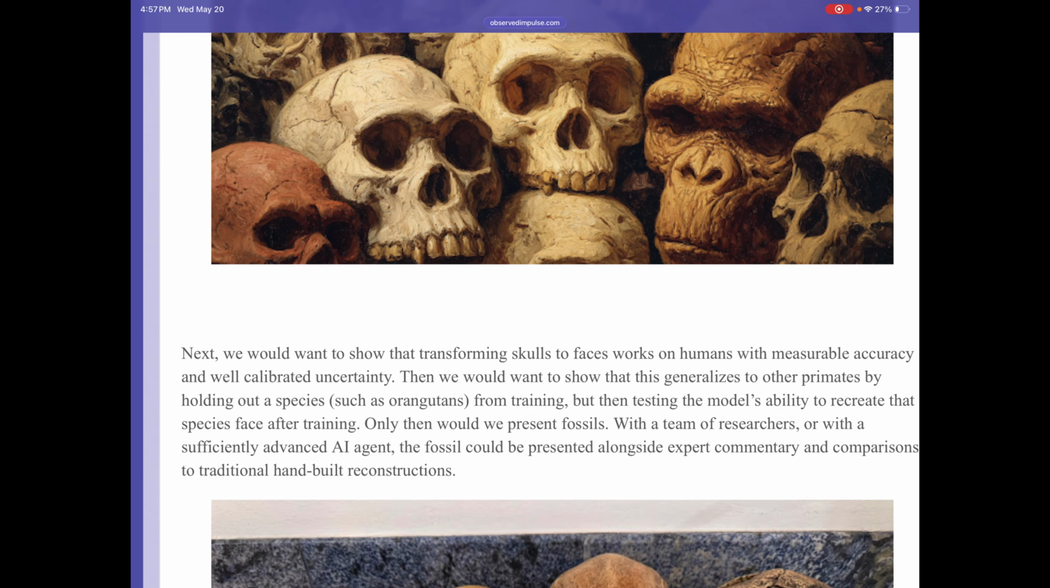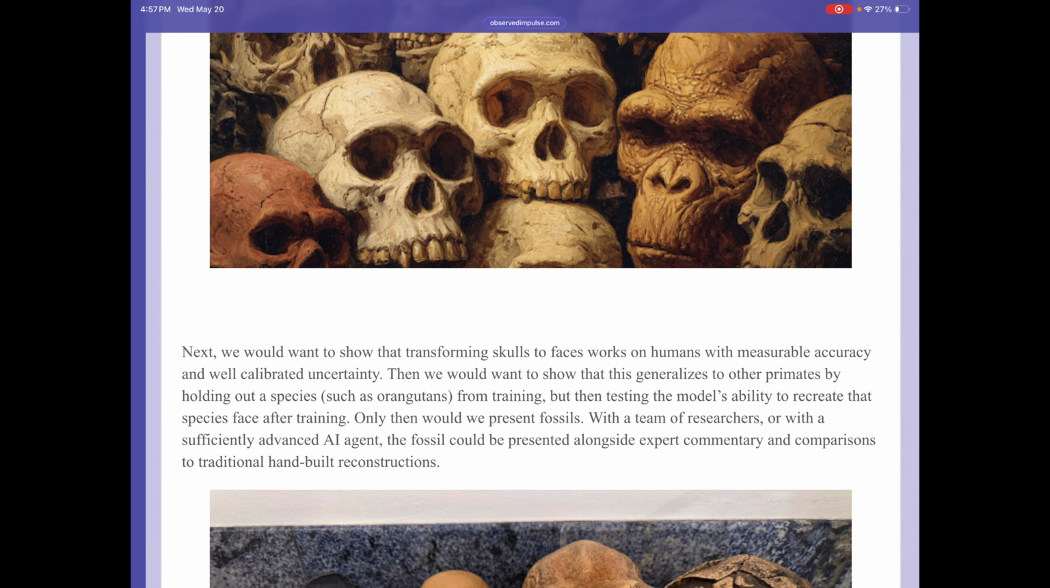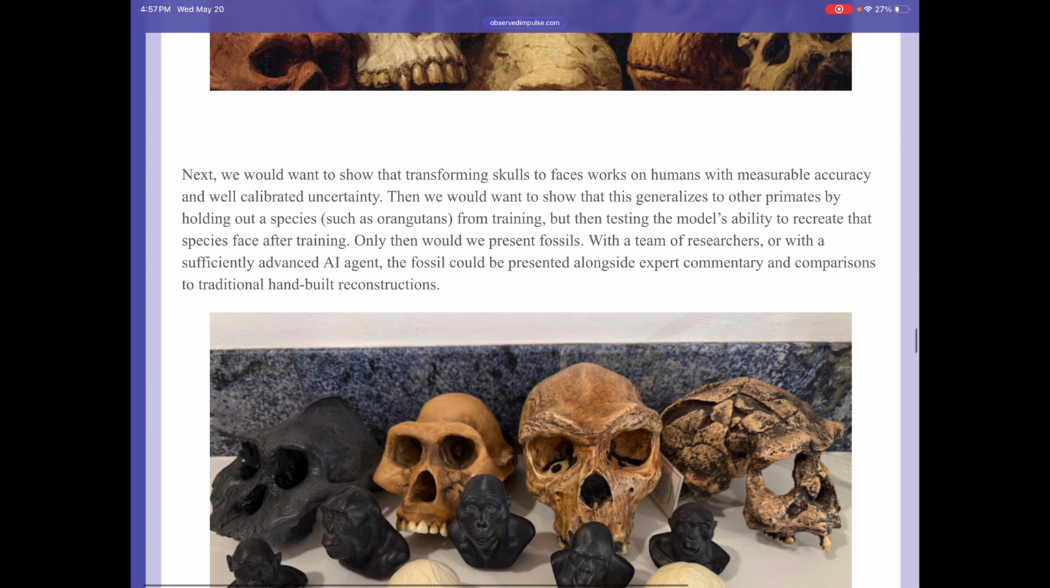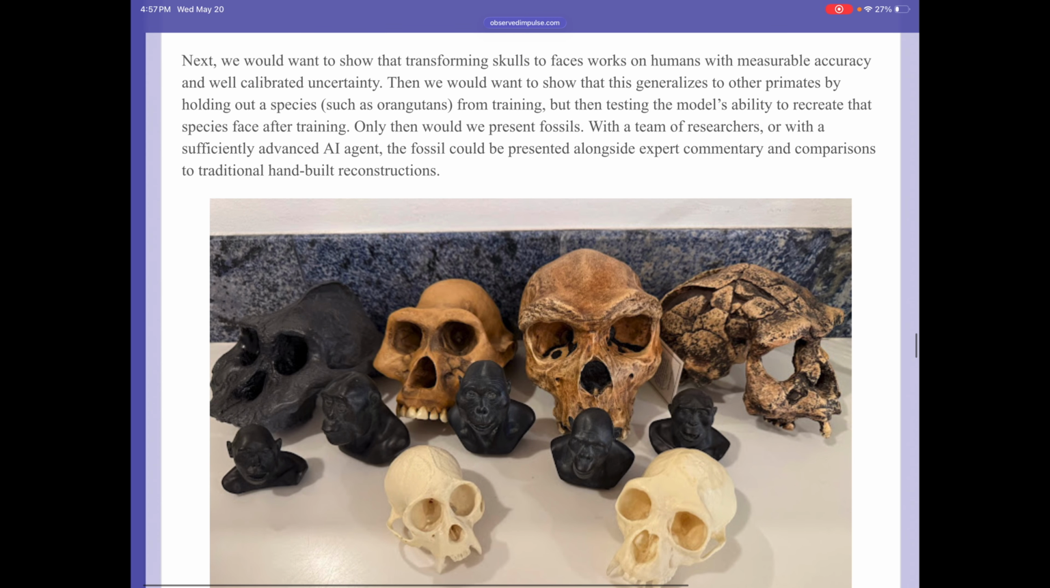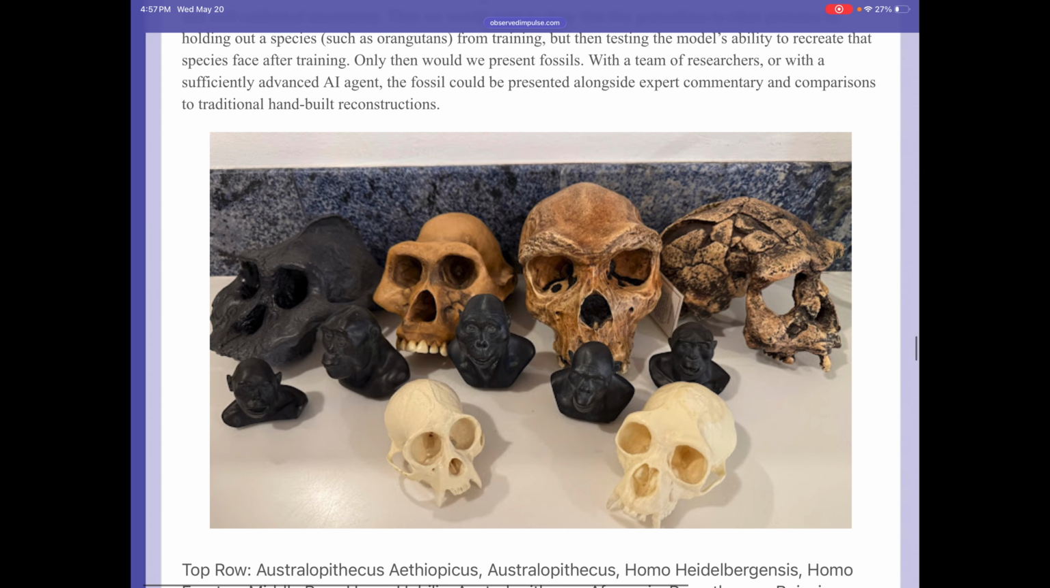So next, we'd want to show that transforming skulls to faces works on humans with measurable accuracy and well-calibrated uncertainty. Then we'd want to show that this generalizes to other primates by holding out a species, such as orangutans, from training, but then testing the model's ability to recreate that species' face after training. Only then would we present fossils. With a team of researchers or with a sufficiently advanced AI agent, the fossil could be presented alongside expert commentary and comparisons to traditional hand-built reconstructions.